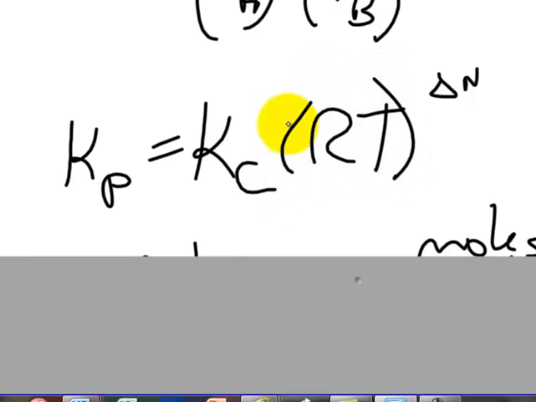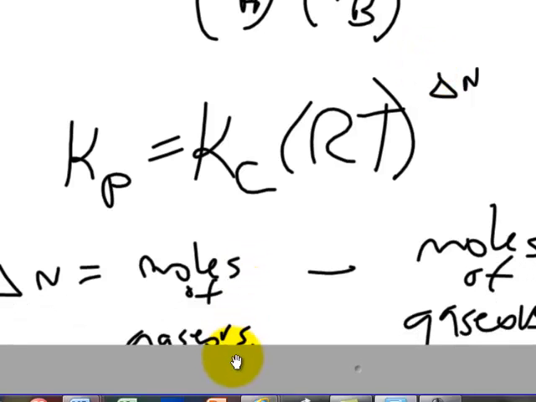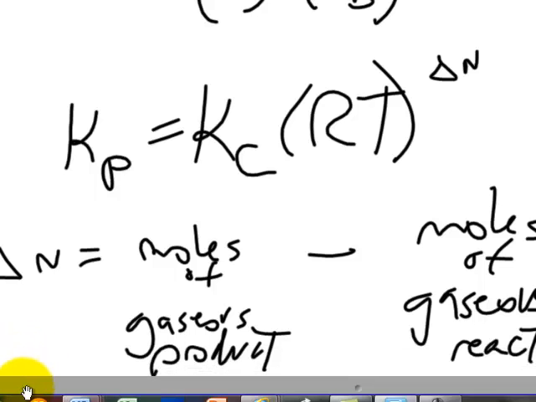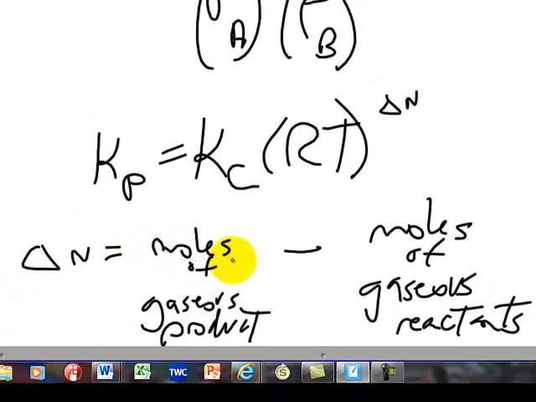Both of those together, note the parentheses, both of those together to the power delta n, where delta n is the number of moles of gaseous product minus the moles of gaseous reactants. Note that little word gaseous in there. If they're aqueous or solids or liquids, they don't count in this equation. It's only the moles of gaseous products minus the moles of gaseous reactants.